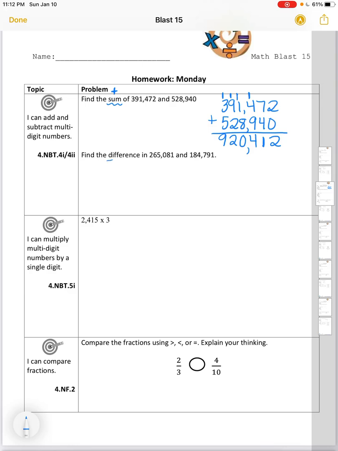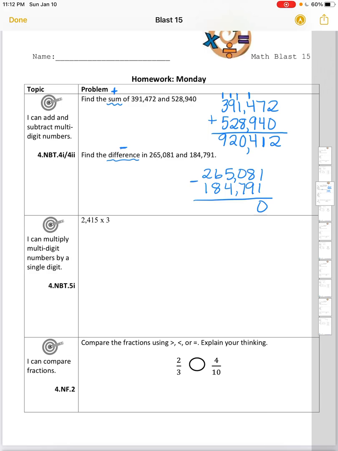Find the difference. Now the difference is the answer to a subtraction problem. So find the difference in 265,081 and 184,791. Again, I'm lining up the place values here so that I can subtract like units. 1 from 1 is 0. I'm going to need to do some regrouping here. I start with 8 tens and I want to be able to take 9 tens away.